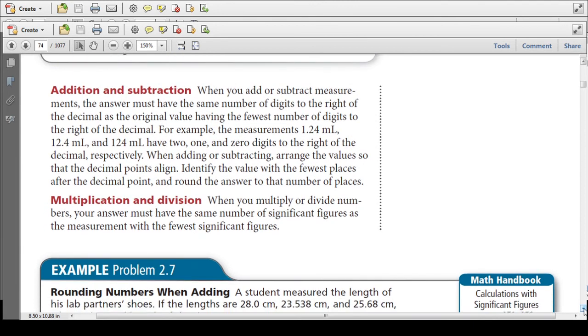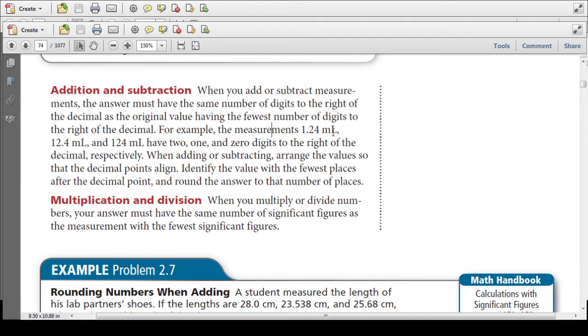Addition and subtraction. When you add or subtract measurements, the answer must have the same number of digits. I'm going to highlight this. This is important. When you add or subtract measurements, the answer must have the same number of digits to the right of the decimal as the original value having the fewest number of digits to the right of the decimal.